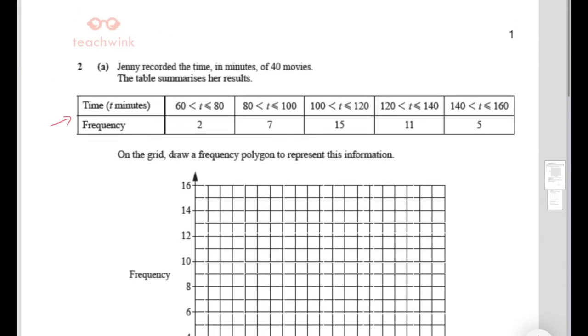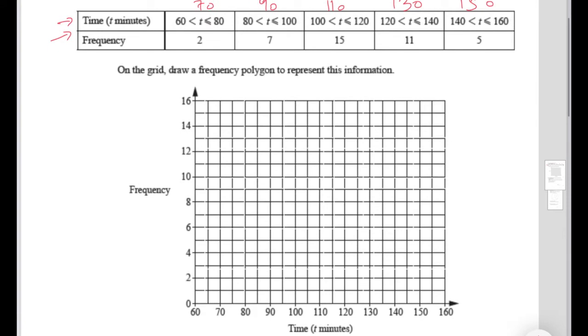Let's keep it short. First of all, we need to find the midpoints of the time. So for the first interval, we have 70. That's between 60 and 80. For the second interval, we have 90. For the third one, we have 110. For the fourth one, we have 130. And the fifth one, we have 150.